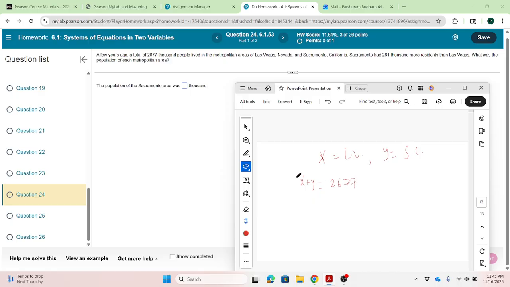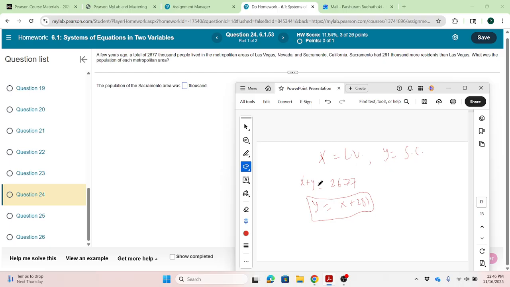A few years ago, a total of 2,677,000 people lived in both metropolitan areas. So when you add them, it's supposed to be 2,677,000. And then Sacramento had 281,000 more residents. So Y is 281,000 more than X. So Y equals X plus 281. Whenever this is the situation, we can use the substitution method here.